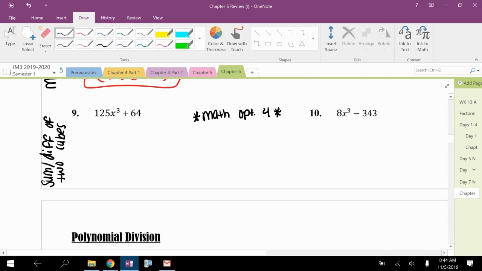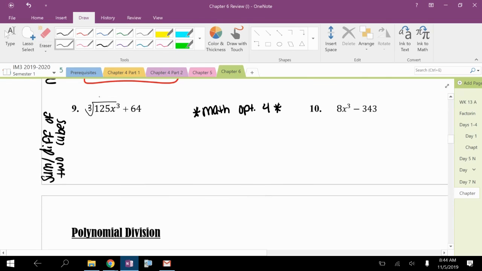All right, so here we go. I need the cube root of 125x cubed, which is 5x, because x times x times x gets me x cubed. What is the cube root of 64? 4. That's already a point for you on the test, just being able to get those 2 things.